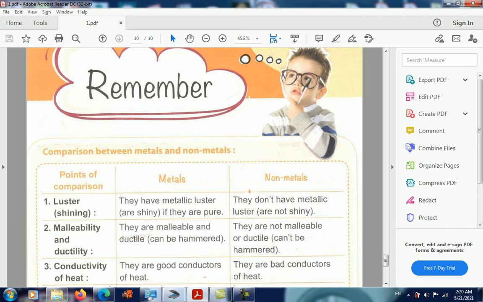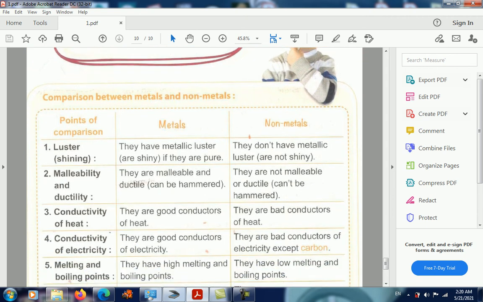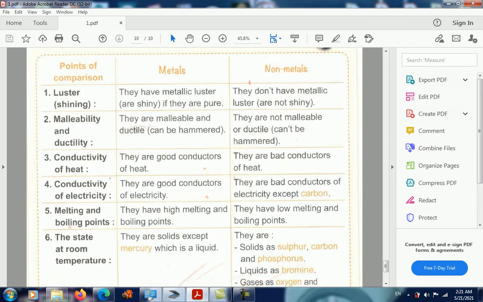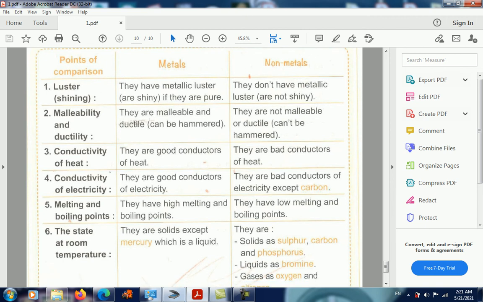Now, to remember, the comparison between metals and non-metals. The points of comparison: the luster or shining. The metals, they have metallic luster, are shiny if they are pure. But non-metals, they don't have metallic luster, which are not shiny. Number 2, malleability and ductility. For metals, they are malleable and ductile, can be hammered. For the non-metals, they are not malleable or ductile, cannot be hammered.